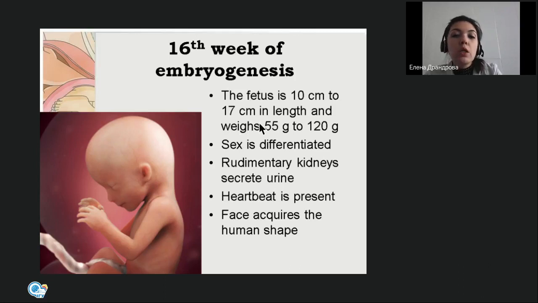Rudimentary kidneys start to secrete urine at this time, and we can identify the heartbeat when we use special instruments, a stethoscope. We can put it onto the abdomen of a woman, and we can hear the heartbeat of a fetus. And the face acquires a human shape, so it looks like a human now, not like a monster, not like an animal. It looks like a human face.